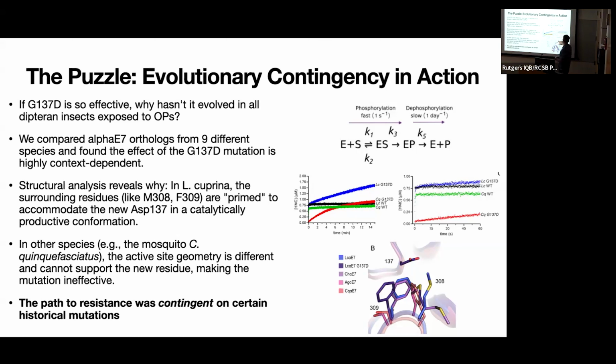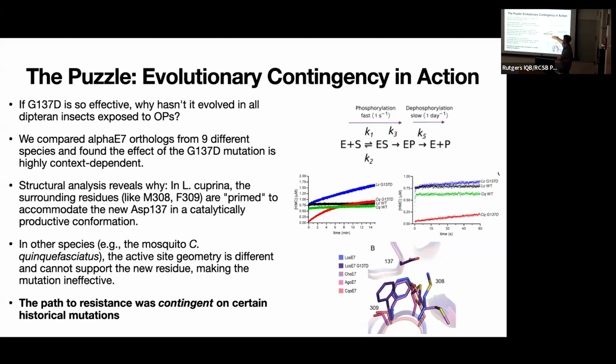This is 15 minutes, this is 60 seconds. But in blue and black, we have Lucilia caprina. So you can see going from the wild type in black, there's a burst because everything gets phosphorylated, and then there's the stationary inhibited phase. And the G137D mutation allows it to, after the initial burst, perform steady state turnover.